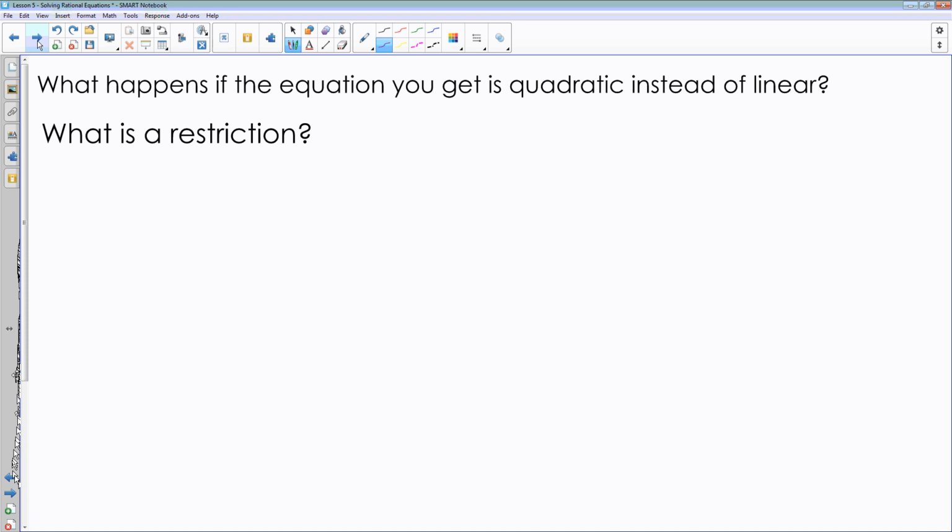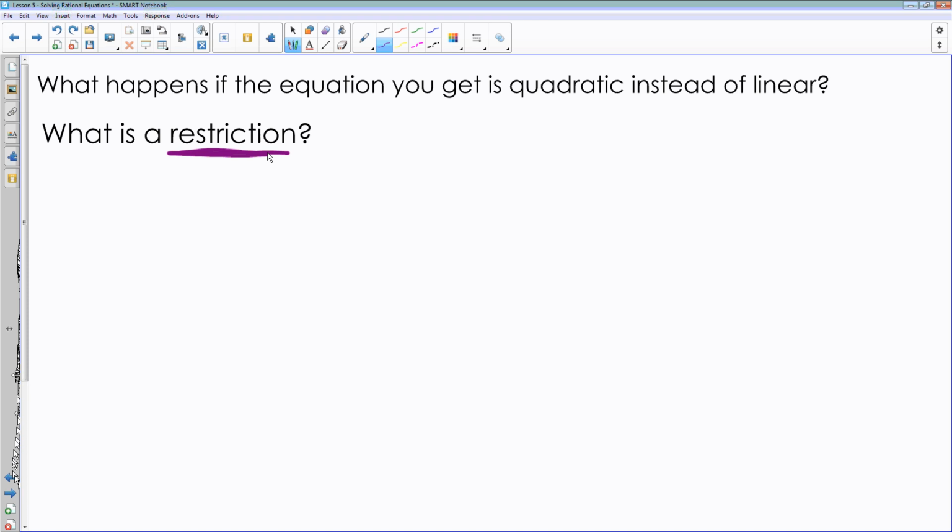Now, what happens if the equation you get is quadratic instead of linear? With linear functions, we can only have potentially one solution, right? But with a quadratic, we should always have two solutions. But what we need to think about are things called restrictions. So what is a restriction?